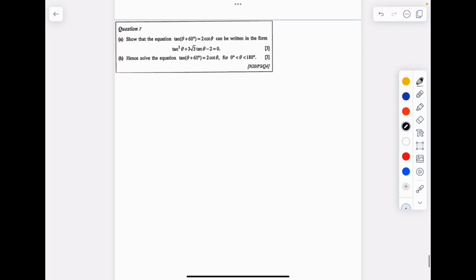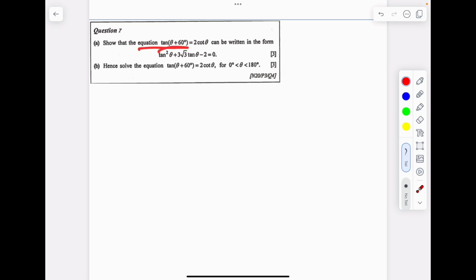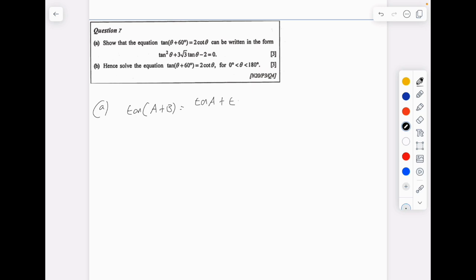Alright, guys, now for question 7, we got the following question. Show the equation tan(theta plus 60) can be written in the form tan squared theta plus 3 root 3 tan theta minus 2 is equal to 0. Okay, so the way we're going to do this is pretty simple. We just have to recognize that tan of a plus b is equal to tan a plus tan b, over 1 minus tan a tan b.